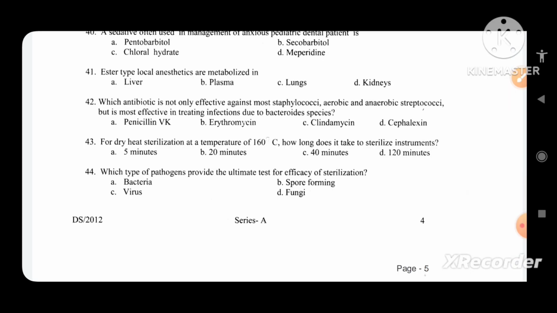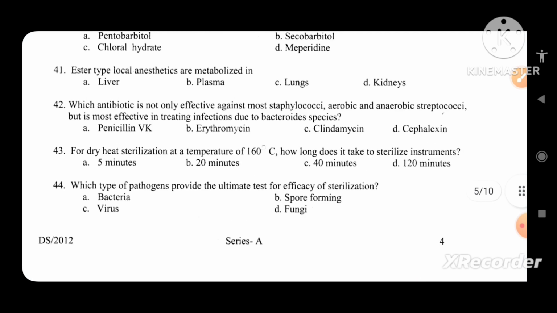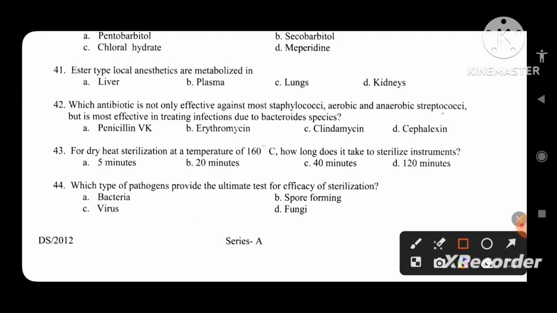Now let's start with question number 41. Ester type local anesthetics are metabolized in. Options are liver, plasma, lungs or kidney. And the correct answer is plasma. Okay, Ester type local anesthetics are metabolized in plasma.